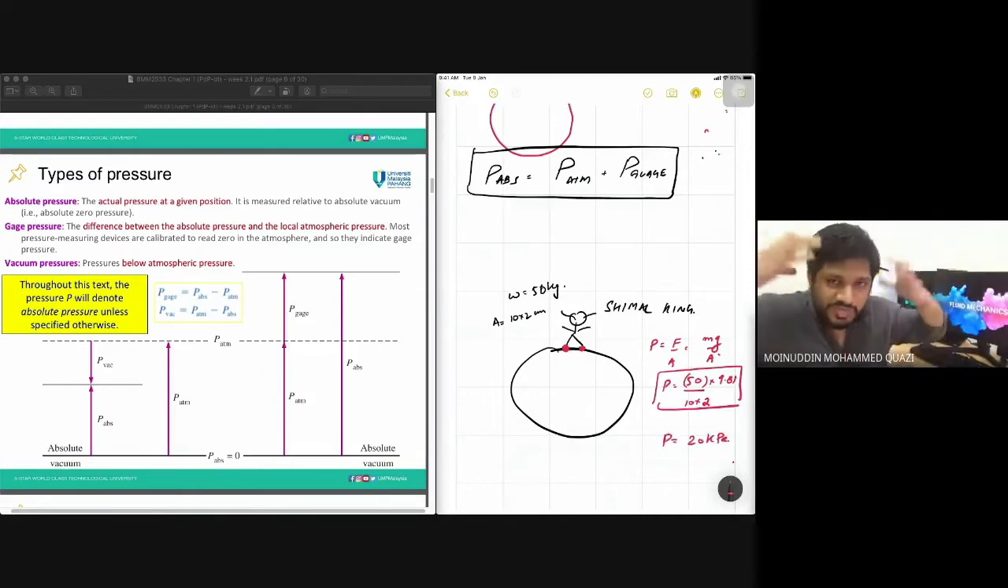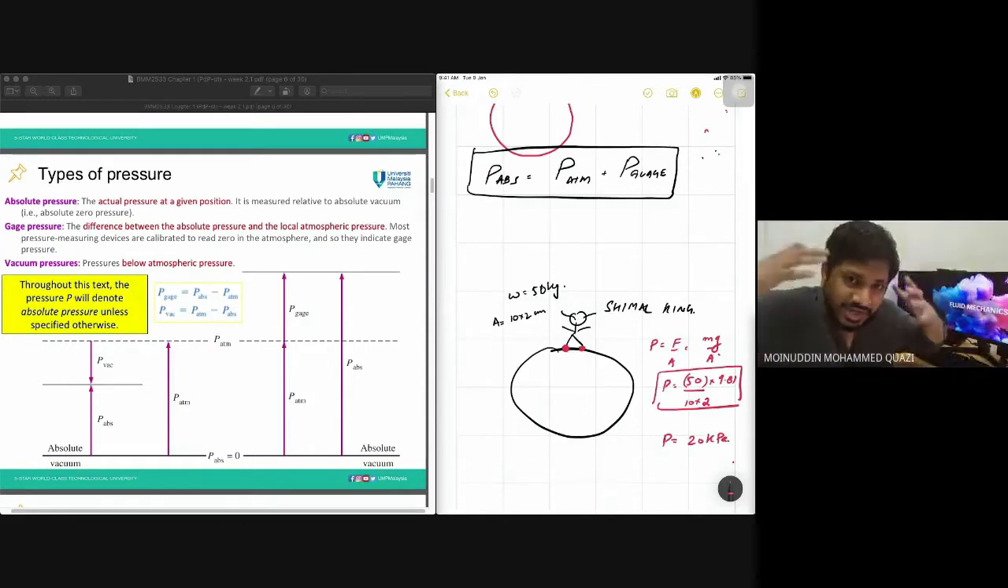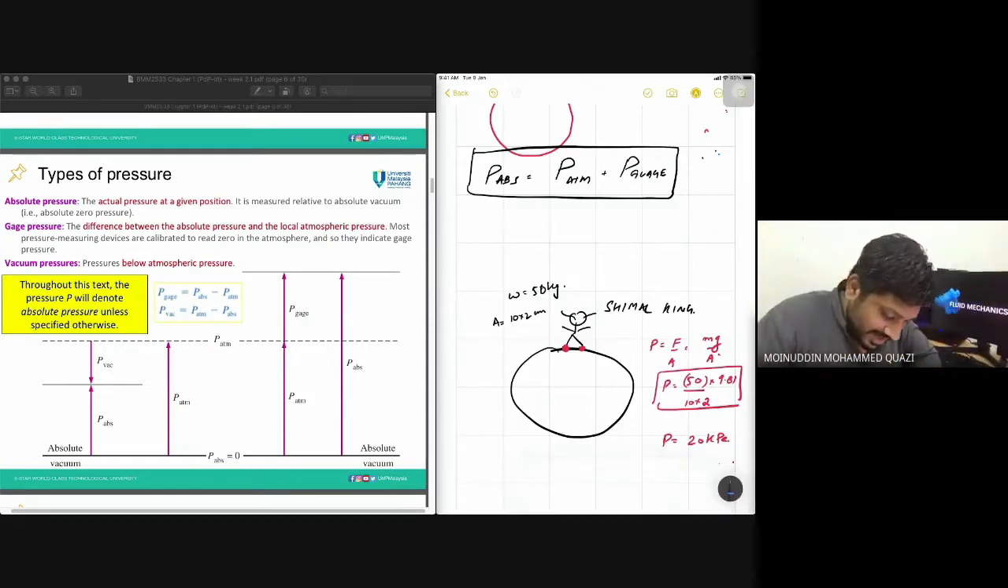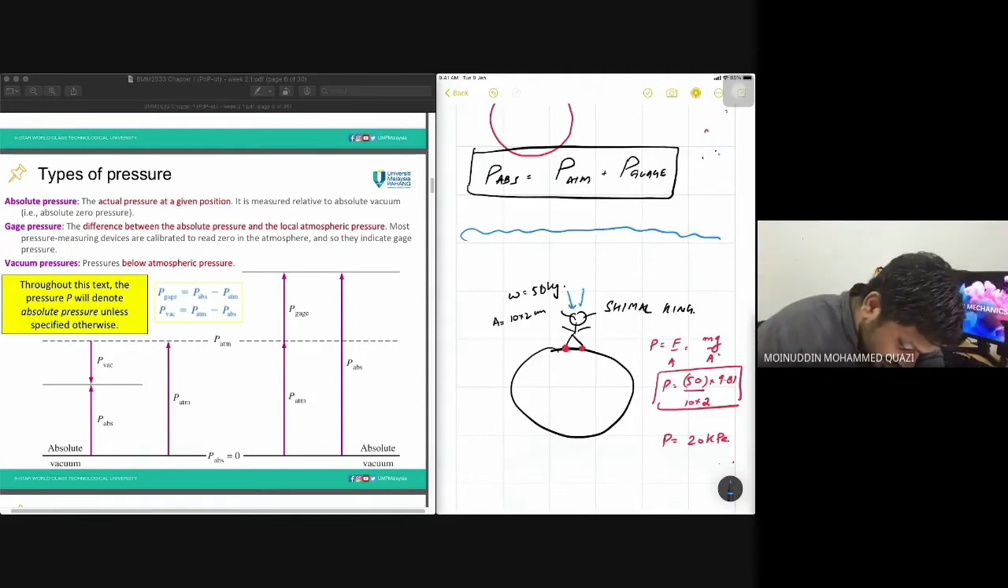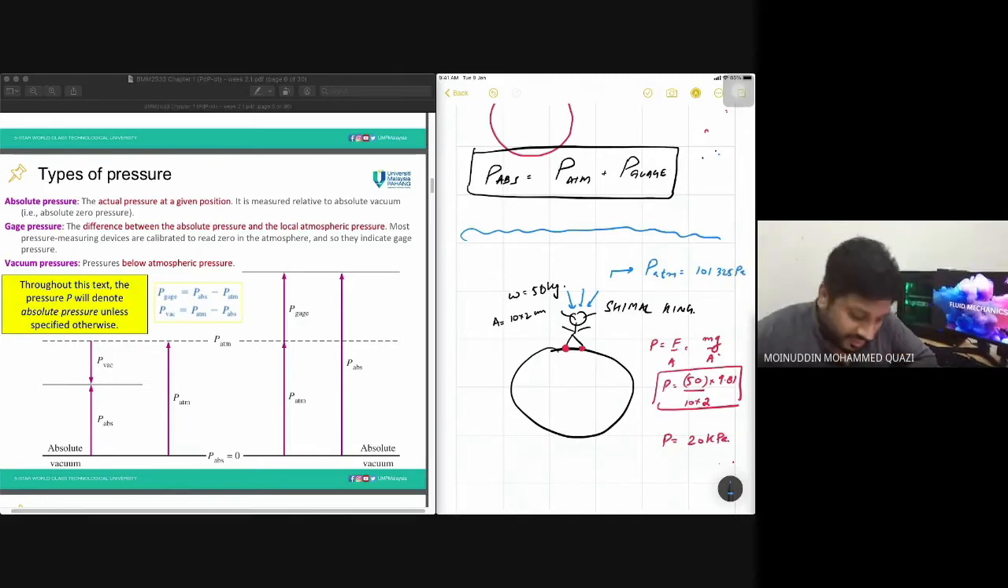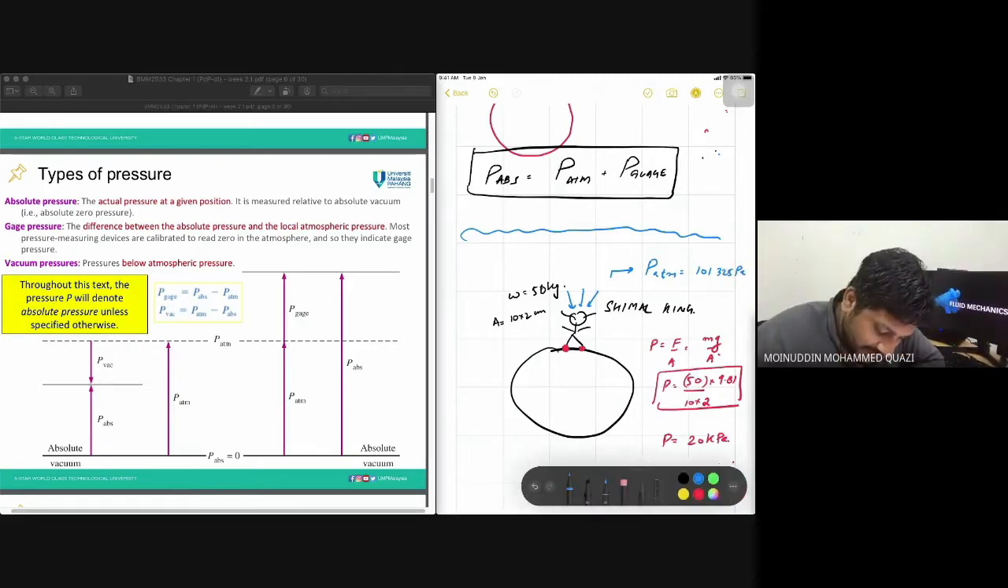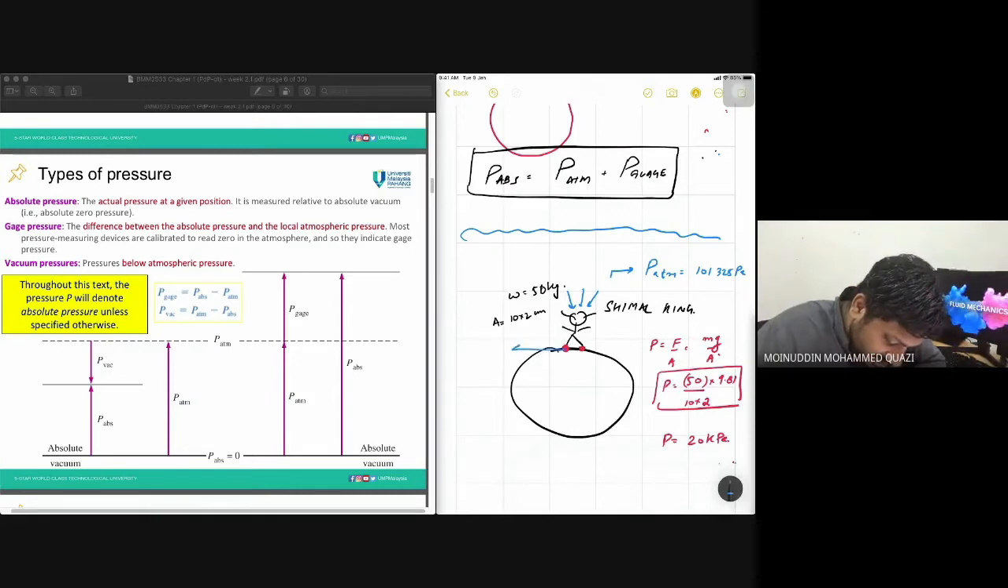Now on top of Mr. Shimal, we have atmosphere. The atmospheric air pressure is also acting on him. Mr. Shimal is under the sky. The sky is also putting some pressure, and that pressure is atmospheric pressure. Just now I told you guys the atmospheric pressure is equal to 101,325 pascals. So what is the total pressure that is acting on this surface?